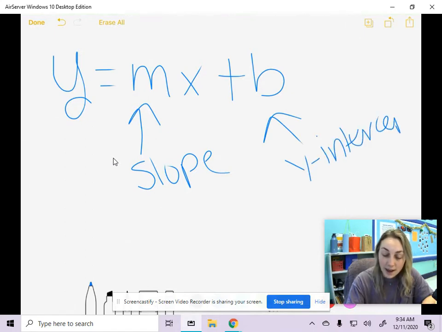So when you have a graph, that's all you have to find. You have to find two things. You have to find the slope and you have to find the y-intercept. Once you find those things, you can plug those numbers into the slope-intercept formula and you're done. So let's talk about that some real quick.